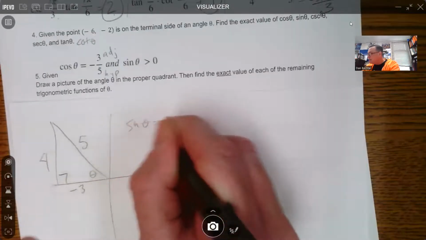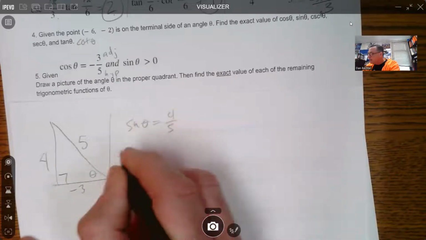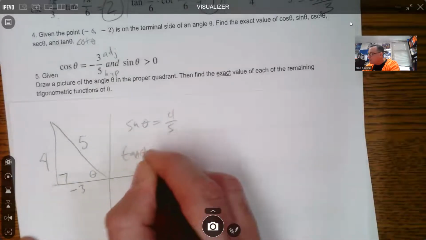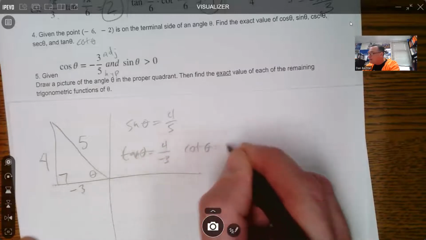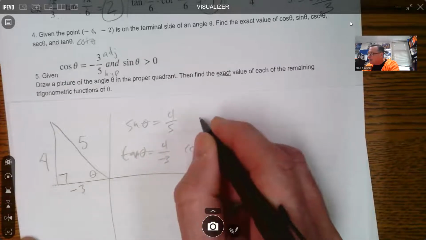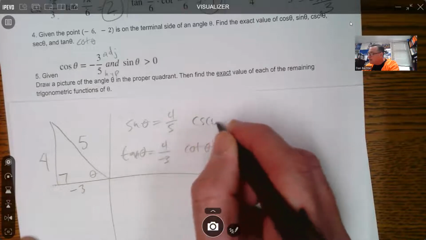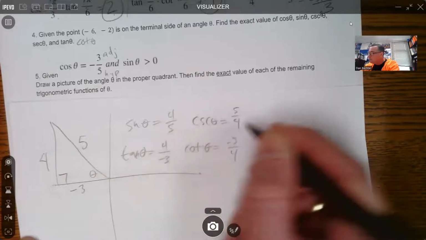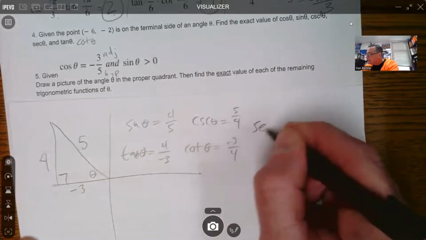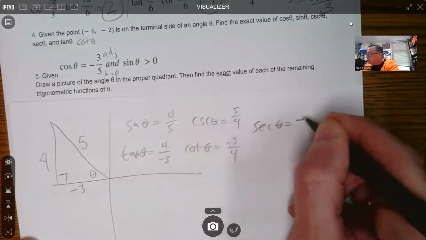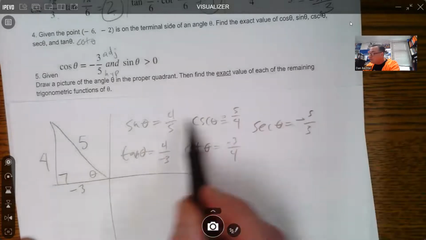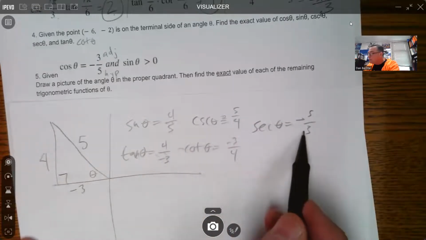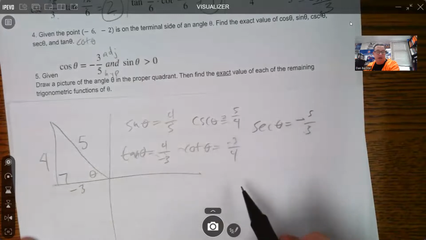So we've got the cosine. The sine of theta is going to equal 4/5. The tangent of theta is going to equal 4/3. The cotangent of theta is going to equal -3/4. The cosecant of theta is going to equal 5/4. And the secant of theta is going to equal -5/3. So again, reciprocals of each other, and this is the reciprocal of the cosine. Okay? That is how we do it based on the triangle.